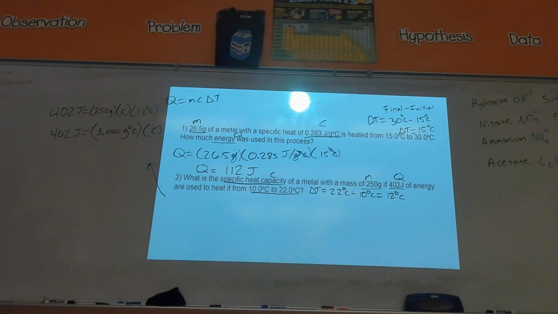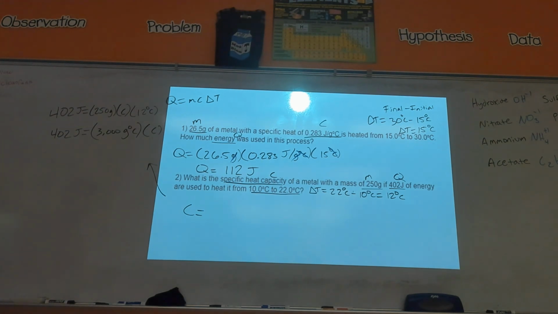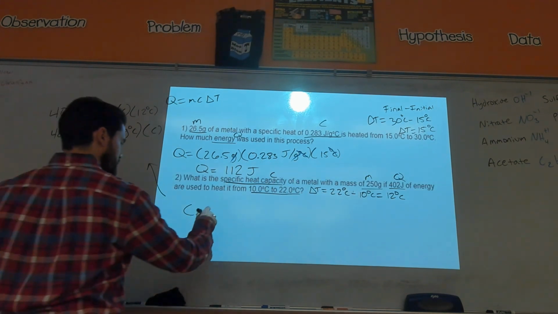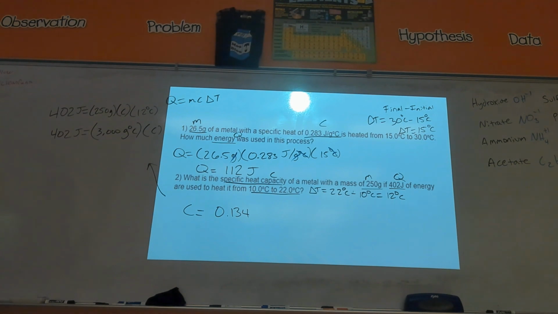And then you have the C, which is specific heat capacity. That's like your X. Okay. You could put X there for all, if that feels better to you. So then we're going to divide both sides by the 3,000 grams degrees Celsius. And we would get our C equals 402 divided by 3,000, which is 0.134. But again, what are the units? Could have multiple options that are 0.134.